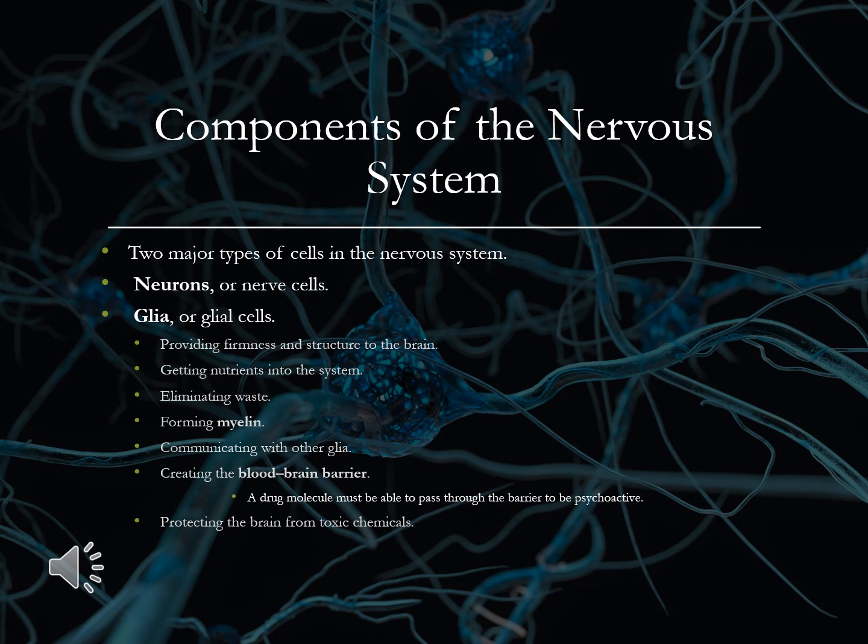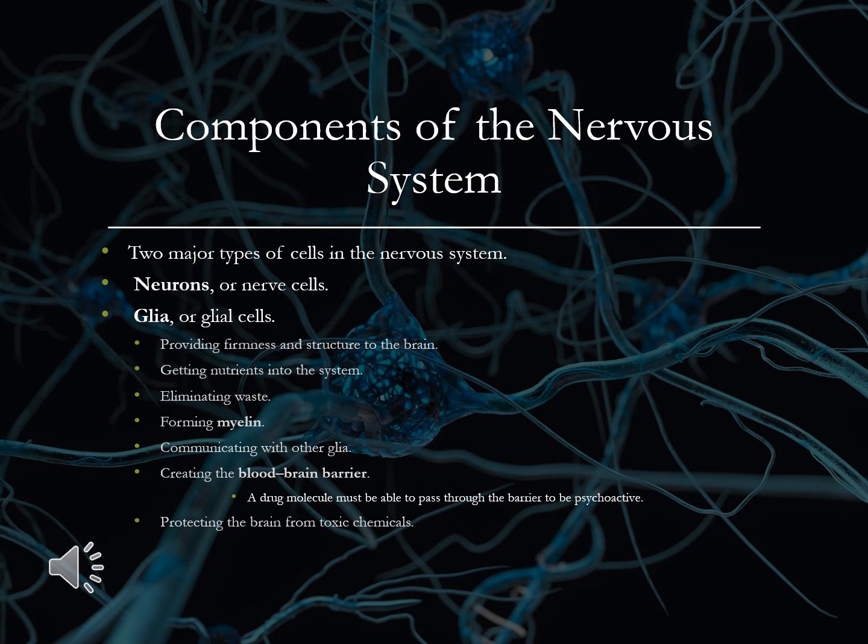About 90% of the cells in the human brain are glia. Glia provide several important functions that help to ensure the survival of the organism, including providing firmness and structure to the brain, getting nutrients in the system, eliminating waste, and forming myelin. The autoimmune disease multiple sclerosis results from a loss of myelin wrappings.